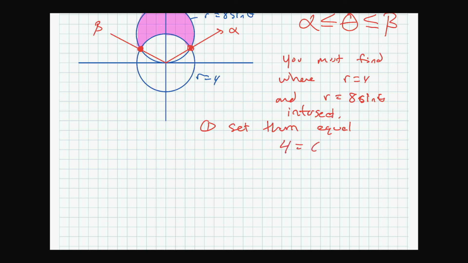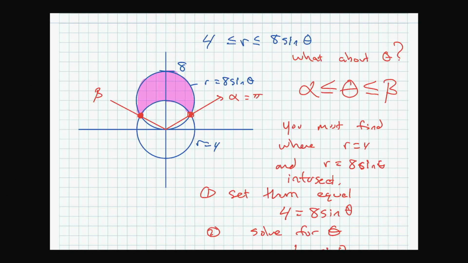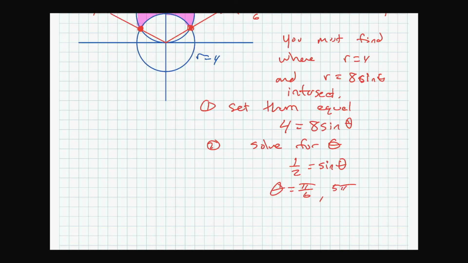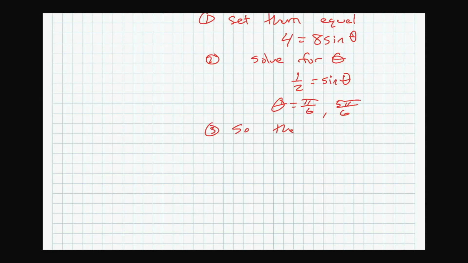So 4 equals 8 sine theta, and solve for theta. Divide both sides by 8, you have 1/2 equals sine theta. So where does sine theta equal 1/2, right? You end up with theta equals pi over 6. And then the one over here must be 5 pi over 6 because it's symmetric. You could get that another way, but that's how you do it. So the interval is theta between pi over 6 and 5 pi over 6.